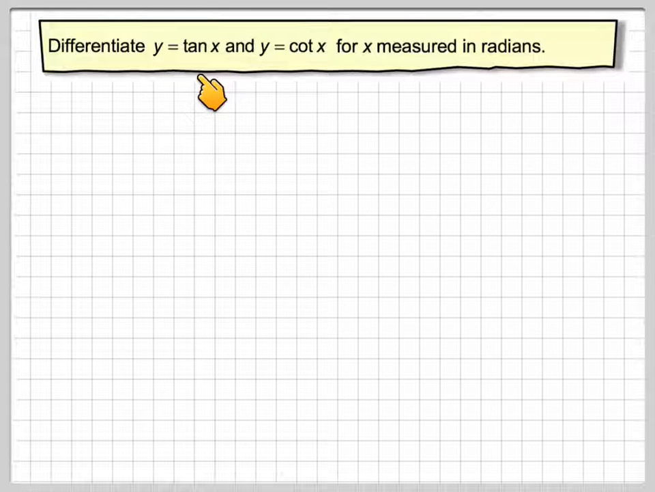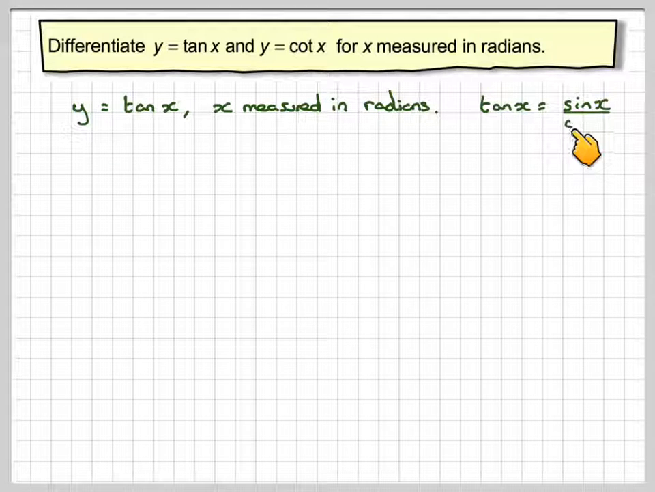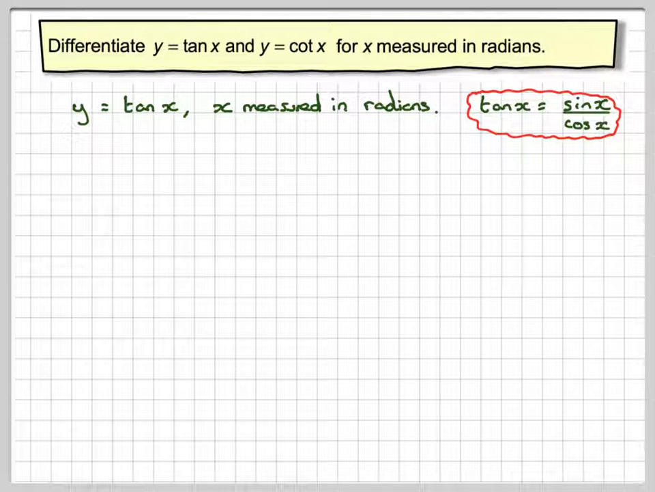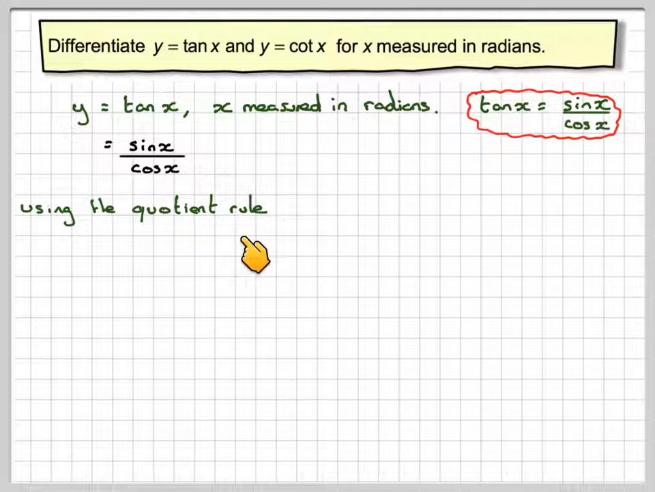Differentiate y is equal to tan x and y is equal to cot x for x measured in radians. So we've got y is equal to tan x, x measured in radians. We should know that tan x is sine x over cos x, so we'll rewrite it as sine x over cos x. Now this is a quotient, therefore we need to differentiate it using the quotient rule.